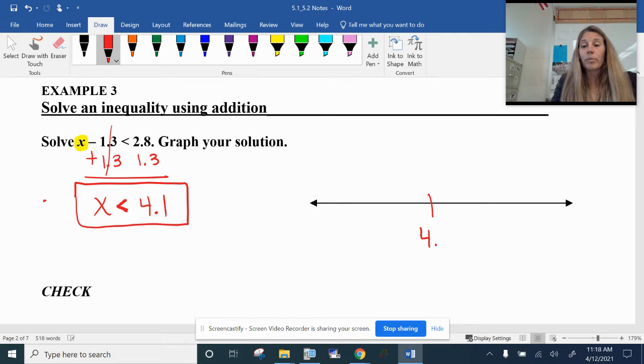To graph it, I put my 4.1 with an open circle on my number line, and x is less than 4.1. All the numbers less than 4.1 would be on the left.